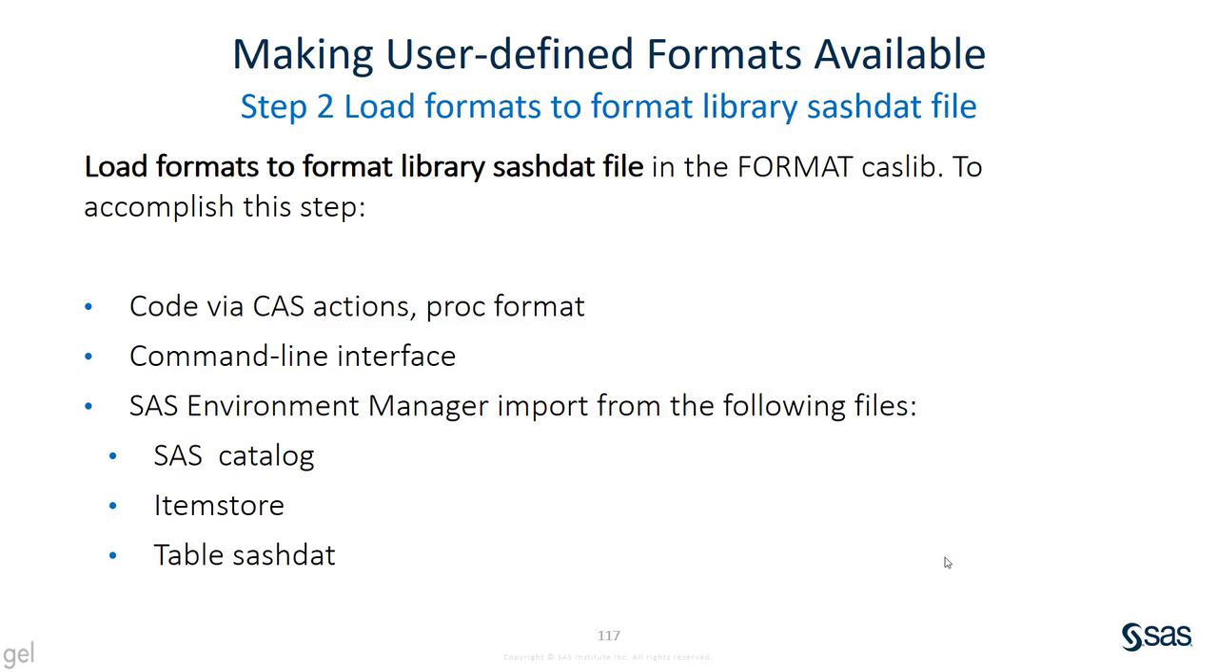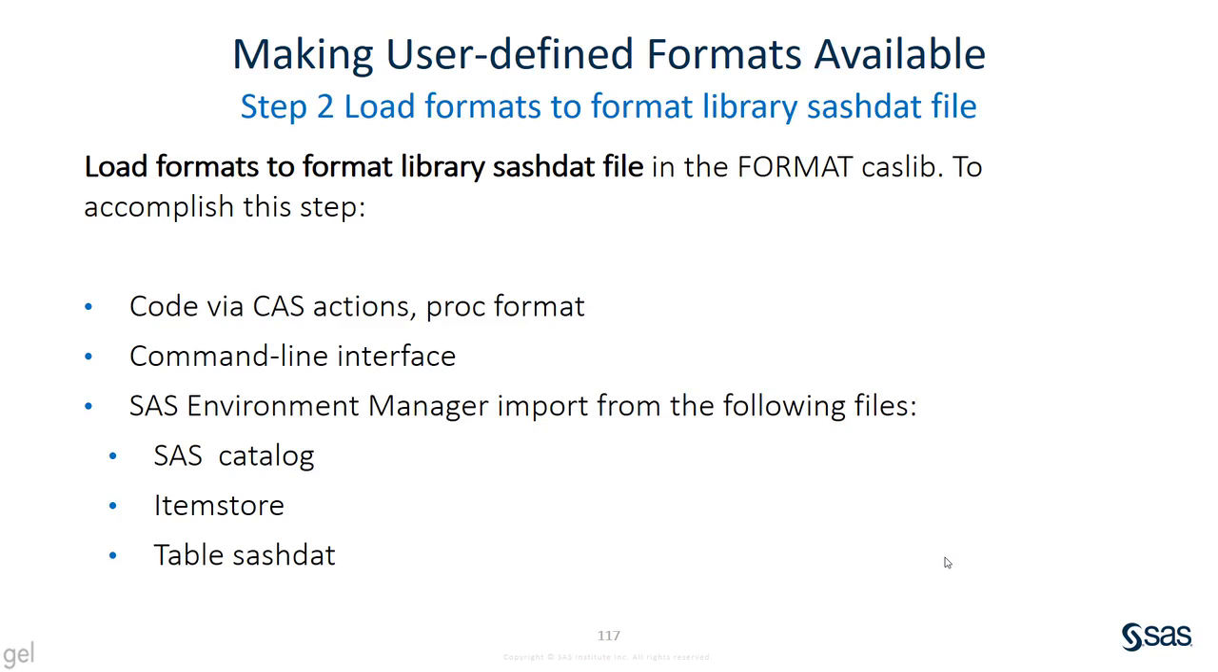So step 2 would be, once you have the format library, to load formats to the format library. You can do that via code, you can do that via the CLI, and now you can do that in SAS Environment Manager. You can import formats from a SAS HDAT file, an item store, which is a special format that you needed in 3.3 to import to. But really nice in 3.4, we can now import directly from a SAS catalog. So you can point the user interface to an existing format catalog and import the formats into a format CAS library.